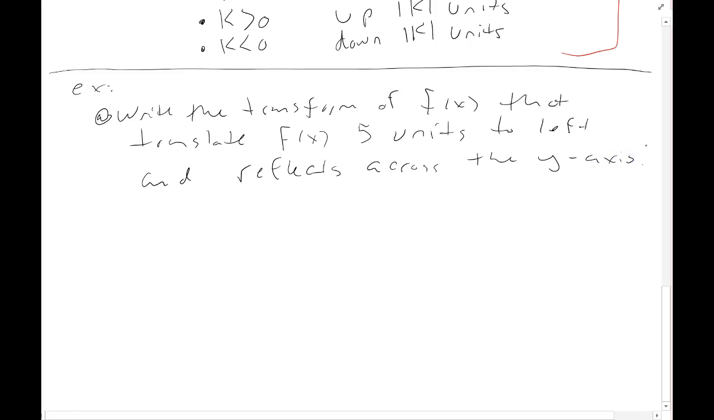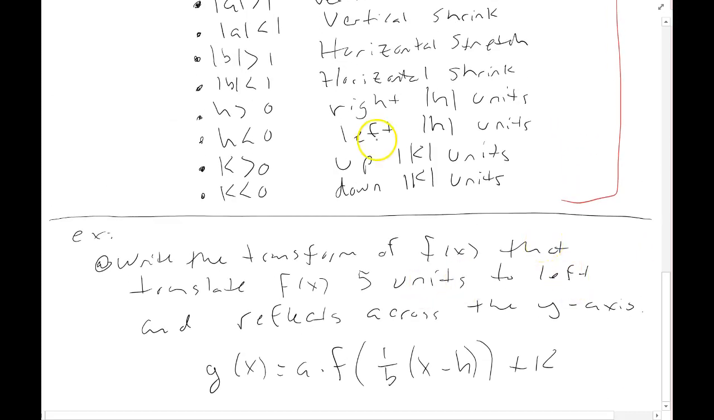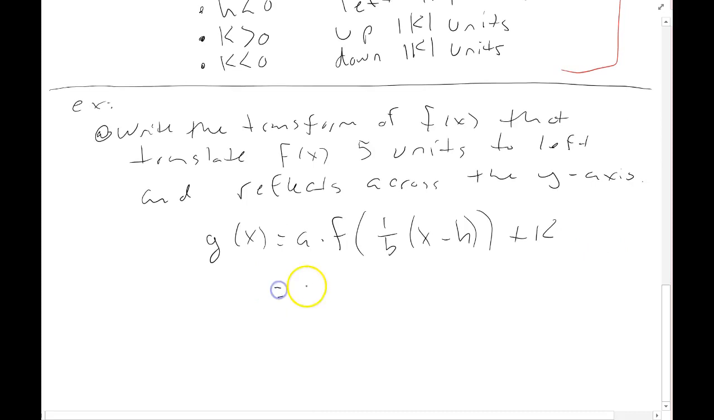So to do this, I'm going to go back to my set of criteria. I know that this translation that I'm going to write is going to be in this general form. I just need to determine what the values of a, b, h, and k are from the descriptions. So I'll go back to my criteria, and I'm going left 5 units. So that tells me the h value should be -5. Okay? So I'll go ahead and fill in -5 for h.